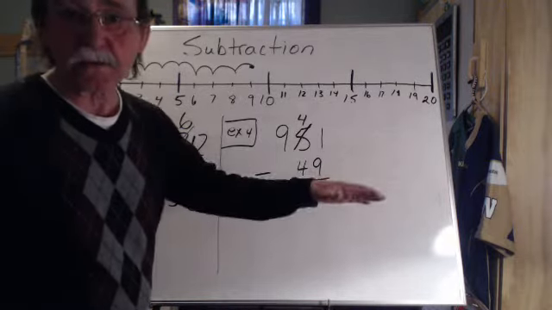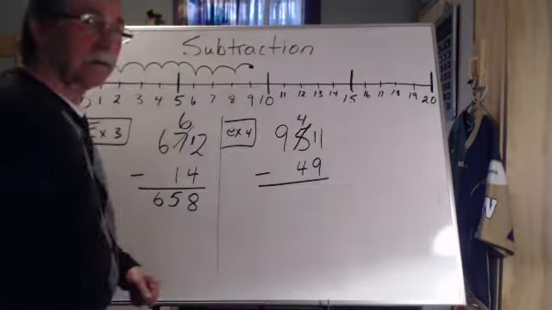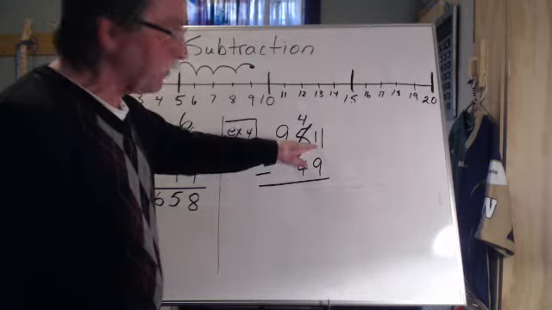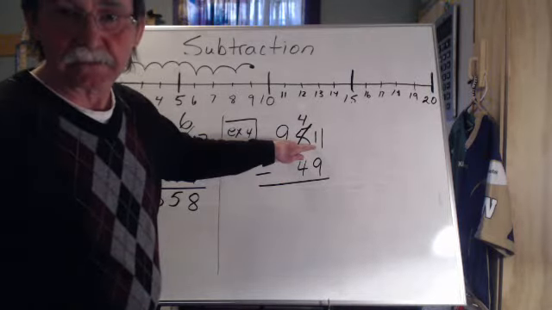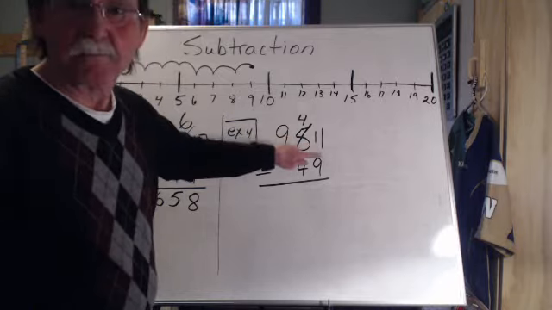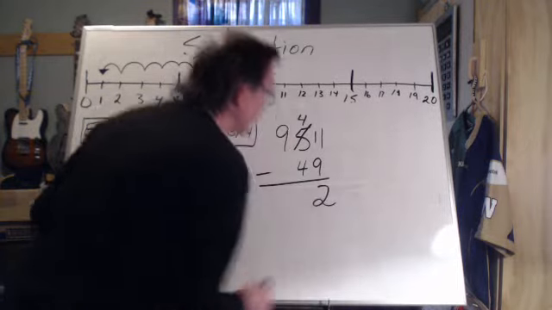Where does the 1 go that we took away? It goes right here. What does that create for us now? It says, oh, that's not a 1 anymore, that's an 11. Oh, that's good. So 11 minus 9 is 2. Beautiful.